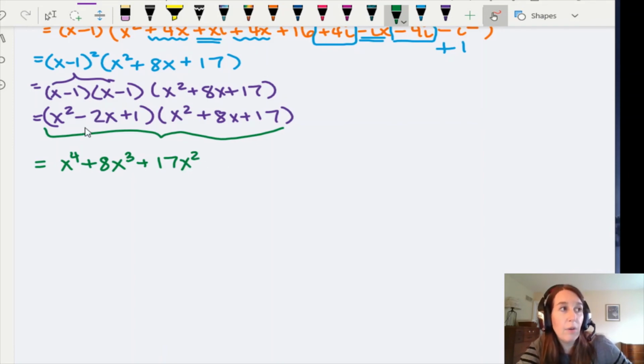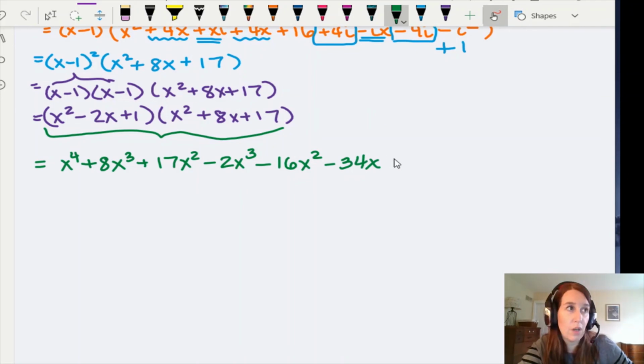Okay, now we're on to the second part. So we have to do -2x times each of these terms. Okay, so -2x times x squared is -2x cubed. Then -2x times positive 8x is -16x squared. And then -2x times 17 looks like -34x. Finally, we have 1 times each of these terms. So x squared plus 8x plus 17, because they're all times 1.